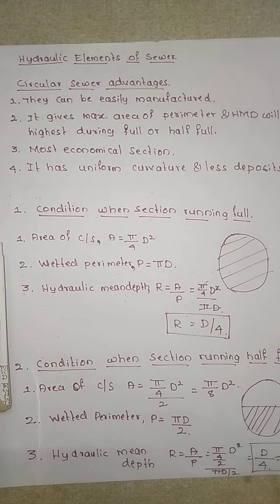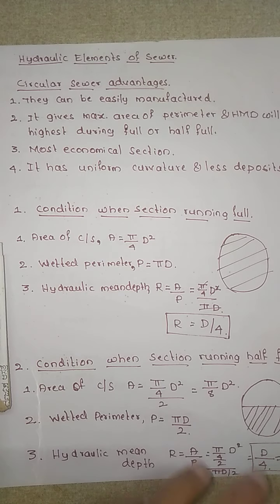So what we need to have is the different conditions, how your equations or formulas are going to vary when the sewer is running full, when it is running half full, and when it is running partially full. So let us discuss the different formulas that we will be using.